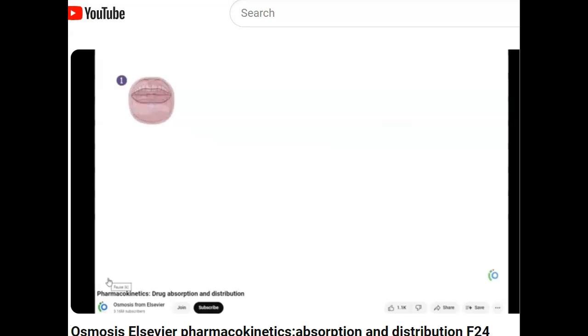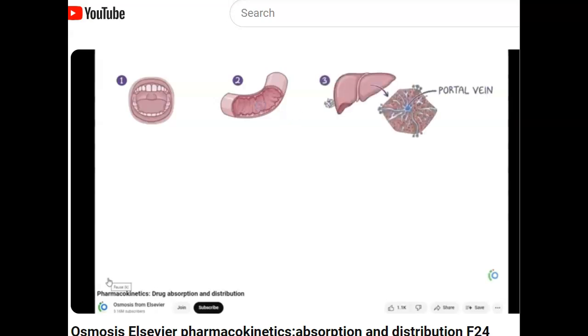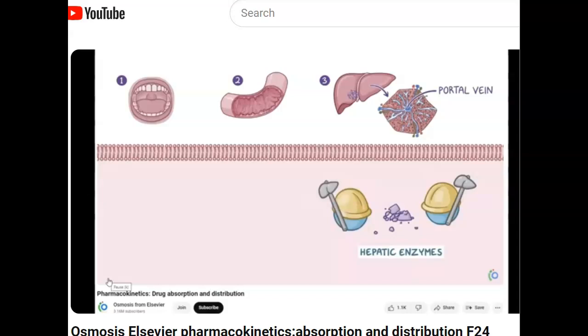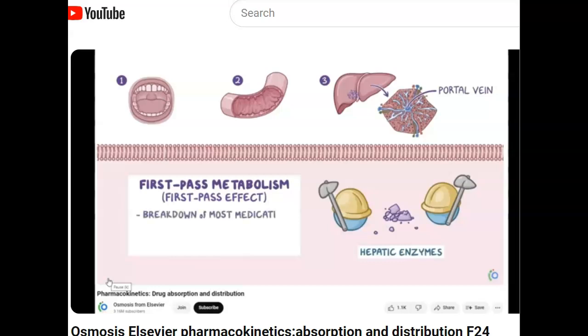So, after a medication is taken by mouth, it gets absorbed through the walls of the small intestine and transported into the liver via the portal vein. Once in the liver, hepatic enzymes work on the medication to metabolize it. This process is known as first-pass metabolism or first-pass effect and is responsible for breaking down most medications into their inactive metabolites, as well as converting certain prodrugs into their active metabolites before entering the general circulation.